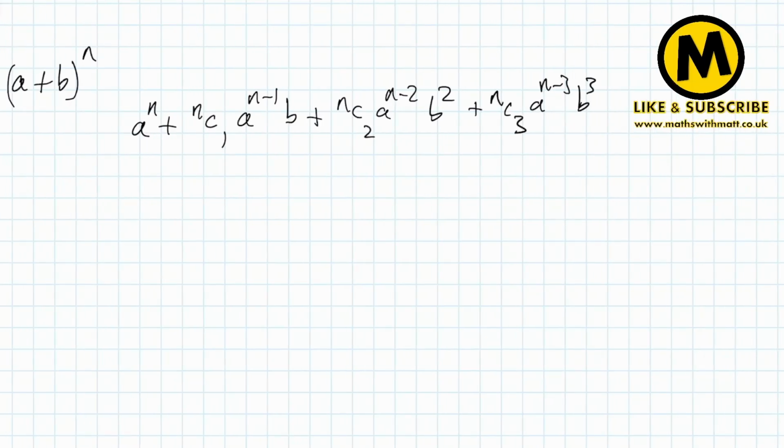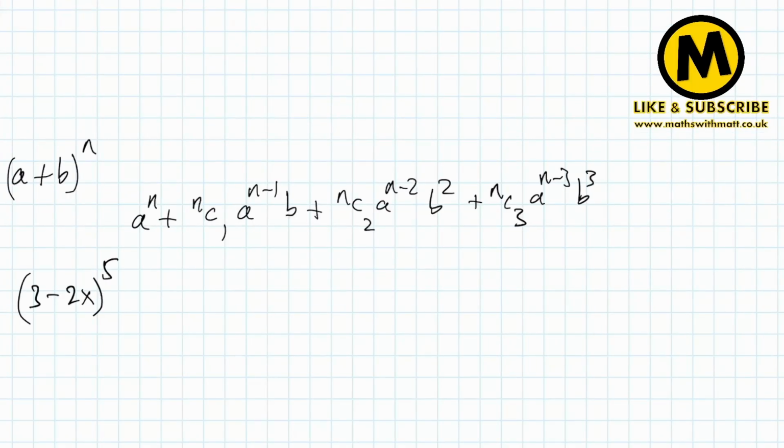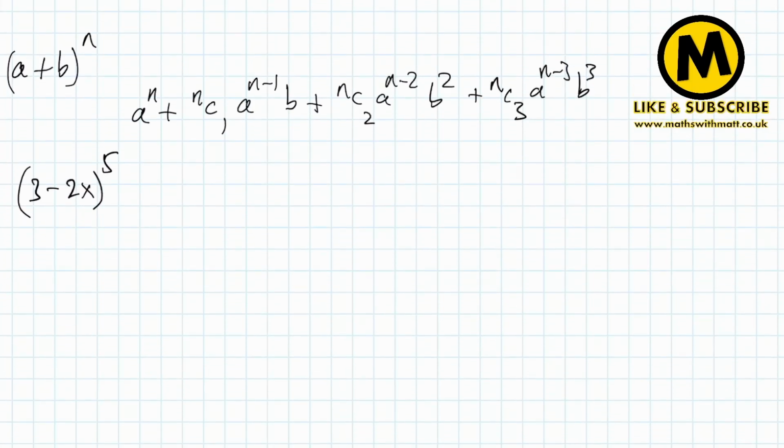And we'll try and expand (3 minus 2x) to the power of 5. I like to write a list to make sure that my substitution into the binomial expansion is straightforward and I don't make any mistakes. So a is 3, b is minus 2x, and n is 5. Remember that I like to put things in brackets because the power applies to everything within the bracket.